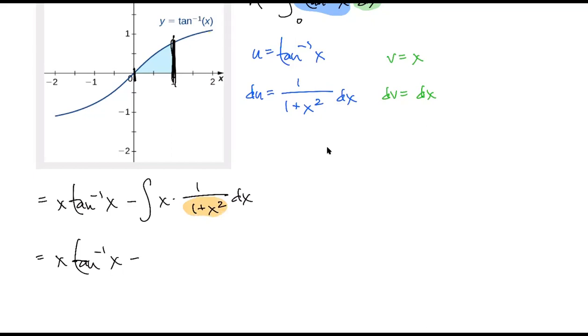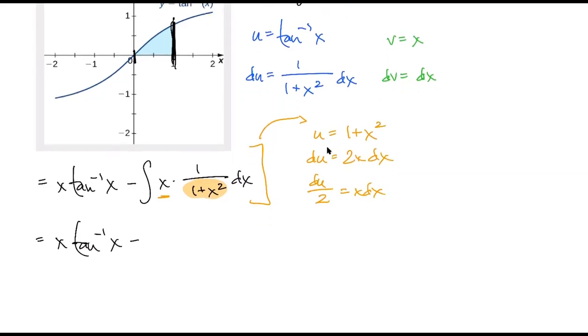And we're going to use u substitution here. u is going to be 1 plus x squared. du is going to be 2x dx. But I don't see 2x, I just see 1x. So du over 2 equals x dx. And I'm going to use my u substitution right here. So I have 1/2 the integral of 1 over u du.